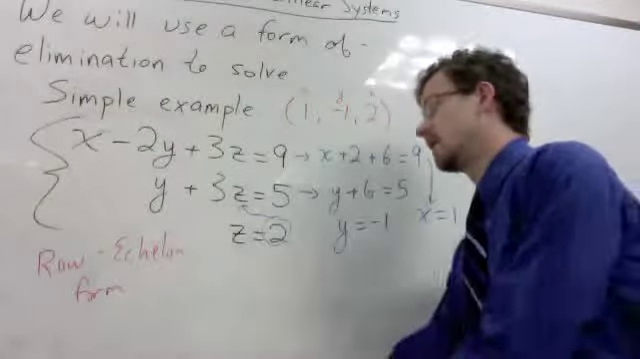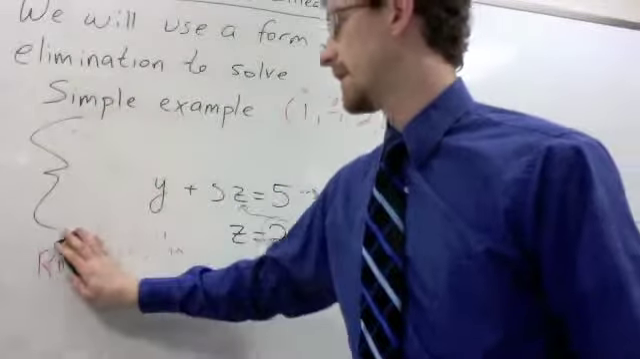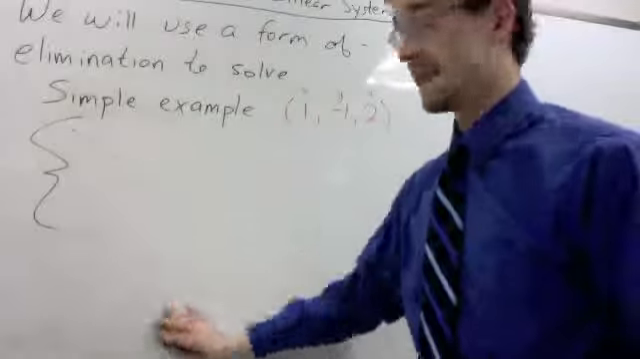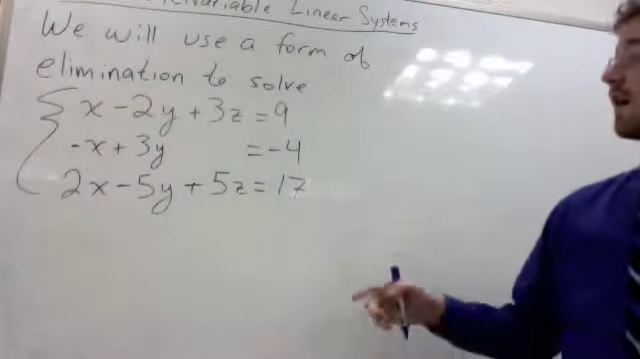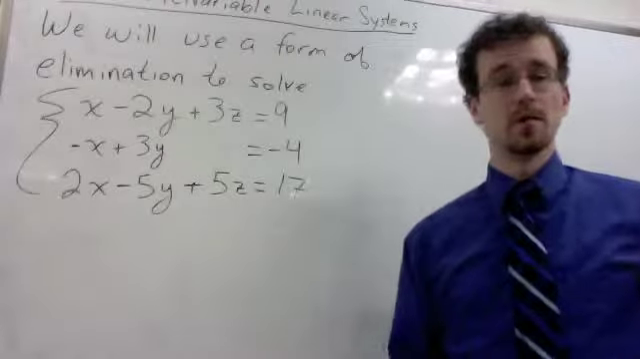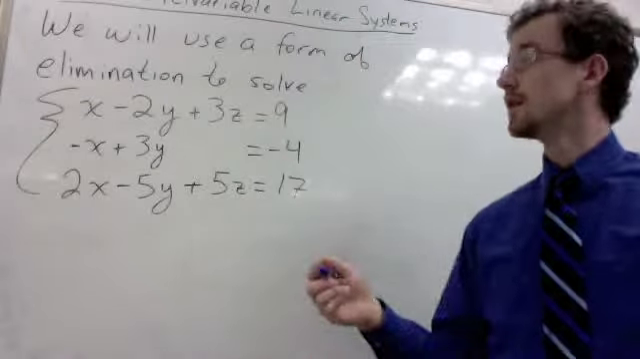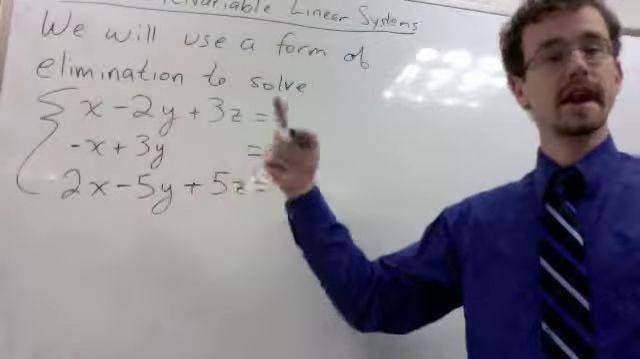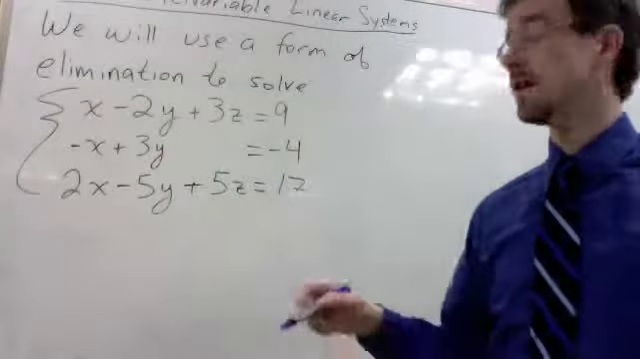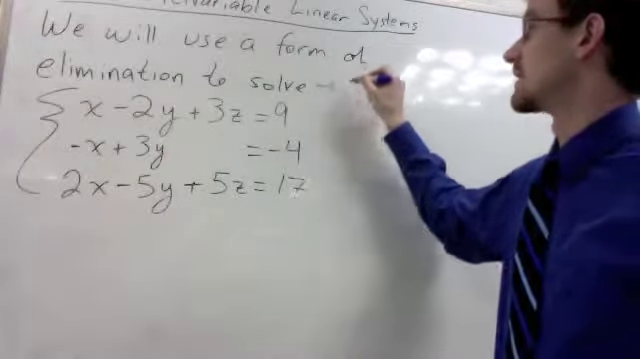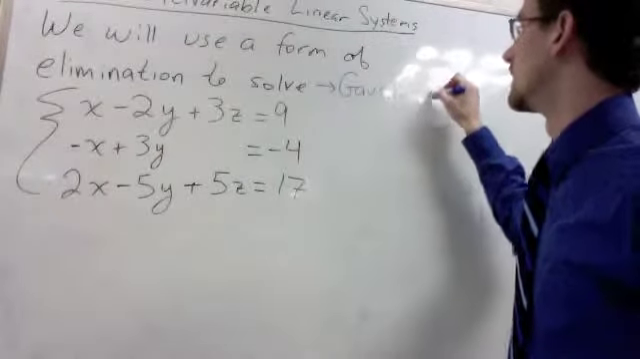Now, let's take a look at a system that's a bit more complex, one that is not already in row-echelon form. When we have a more complicated system to solve, we are going to use elimination to put this system into that row-echelon form that we saw in our original simple example. That elimination is called Gaussian elimination.